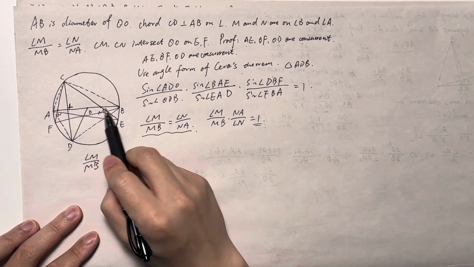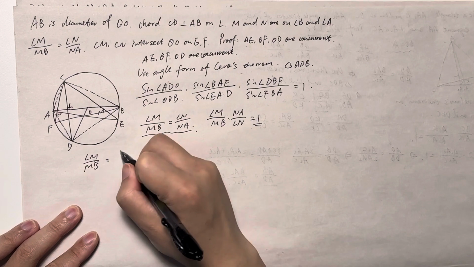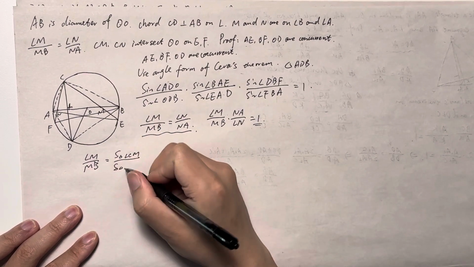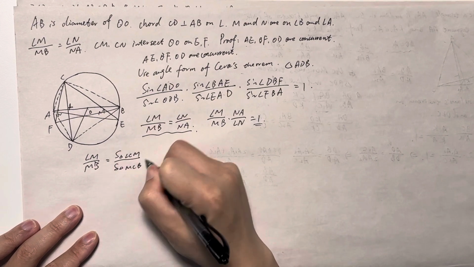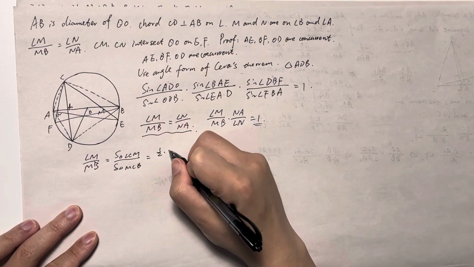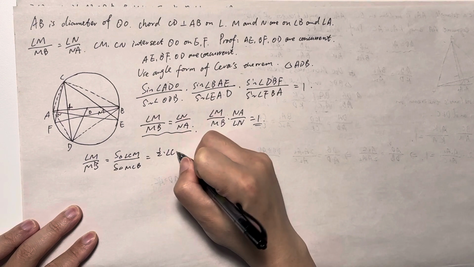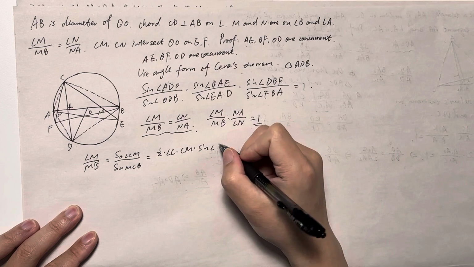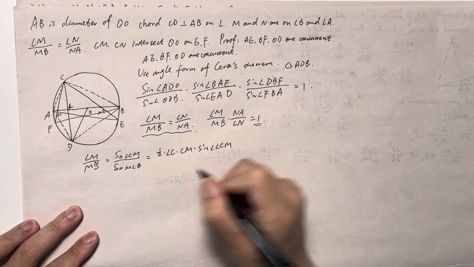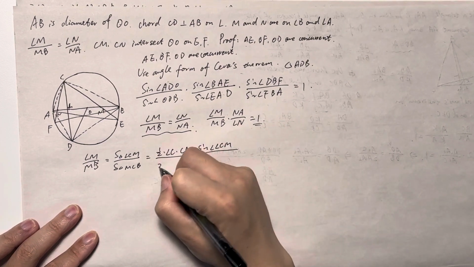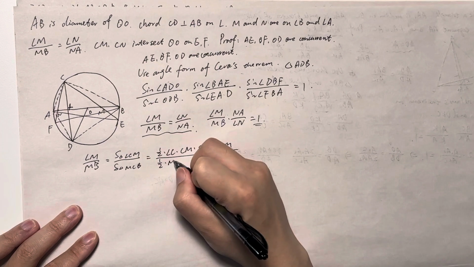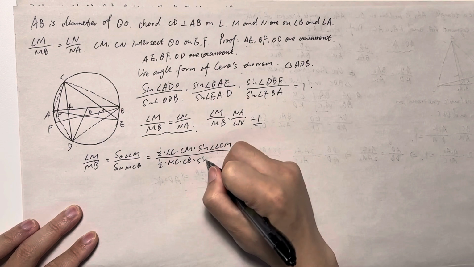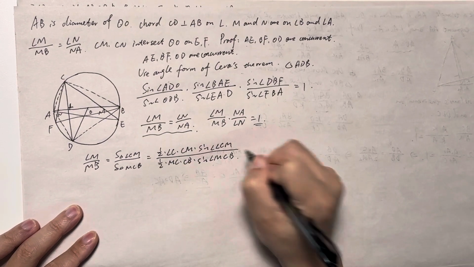So LM divided by MB equals the area of triangle LCM divided by the area of triangle MCB. It equals half times LC times CM times sine angle LCM, divided by half times MC times CB times sine angle MCB.